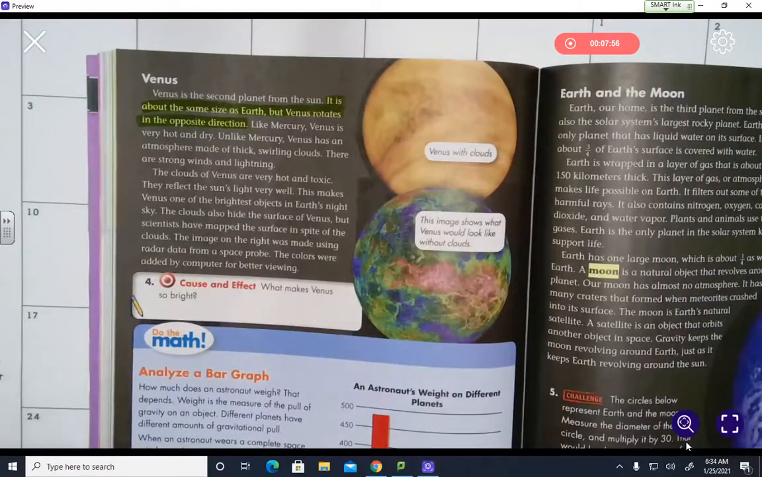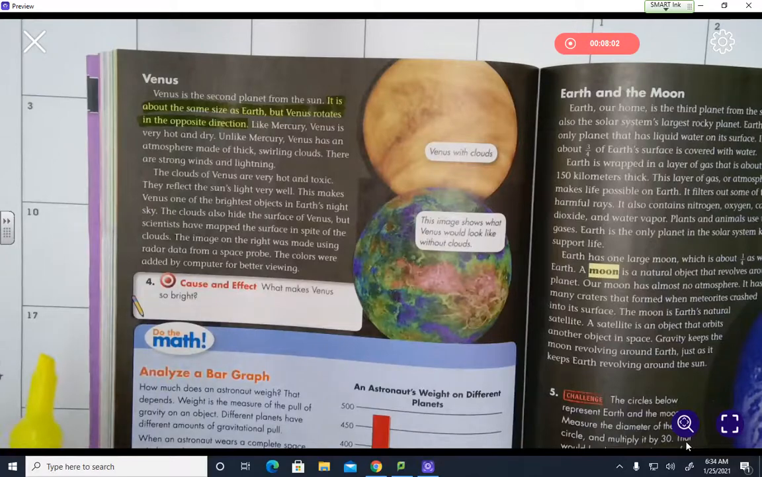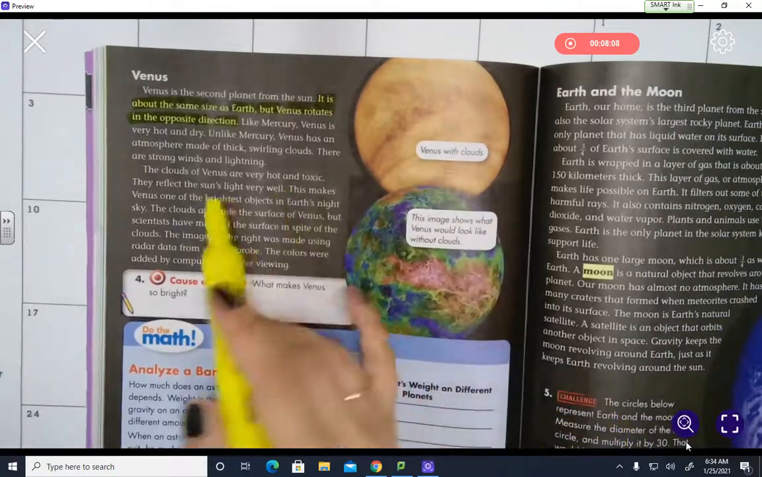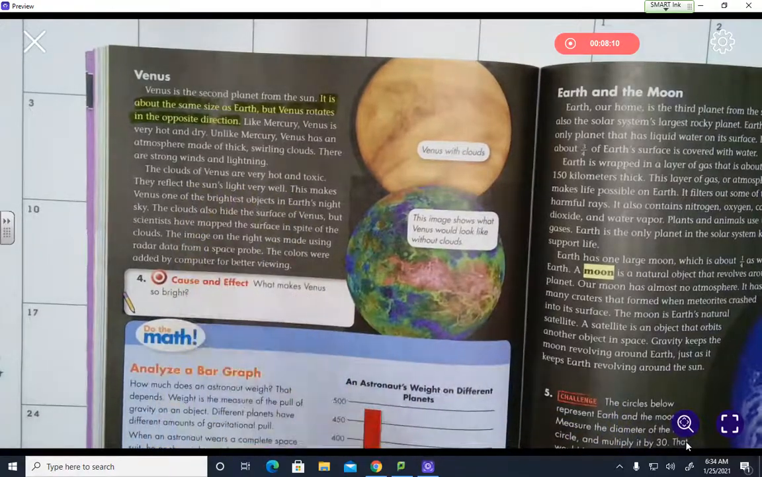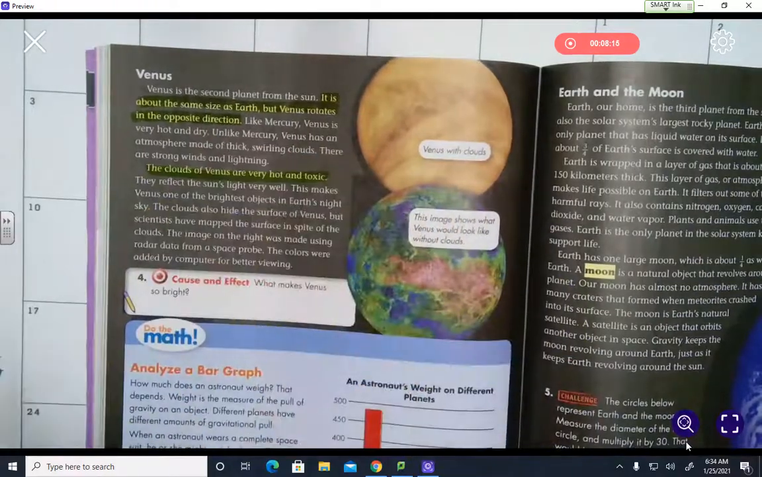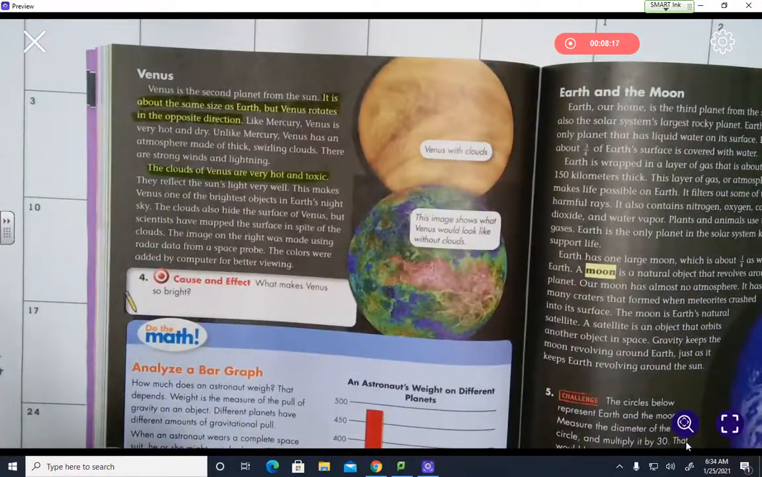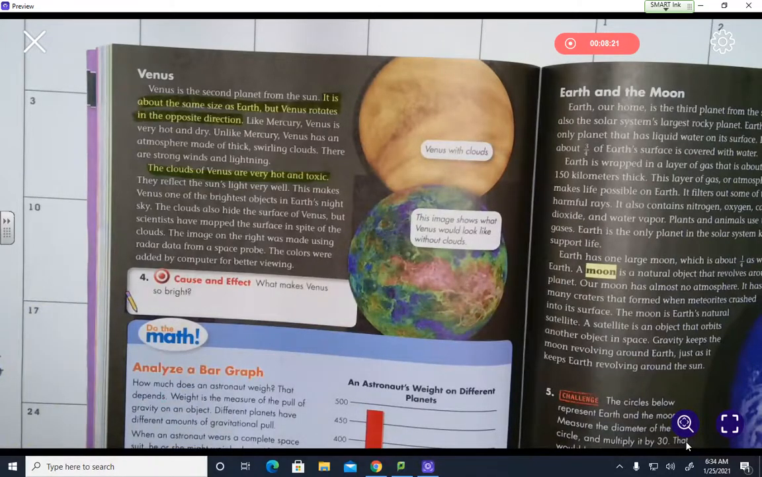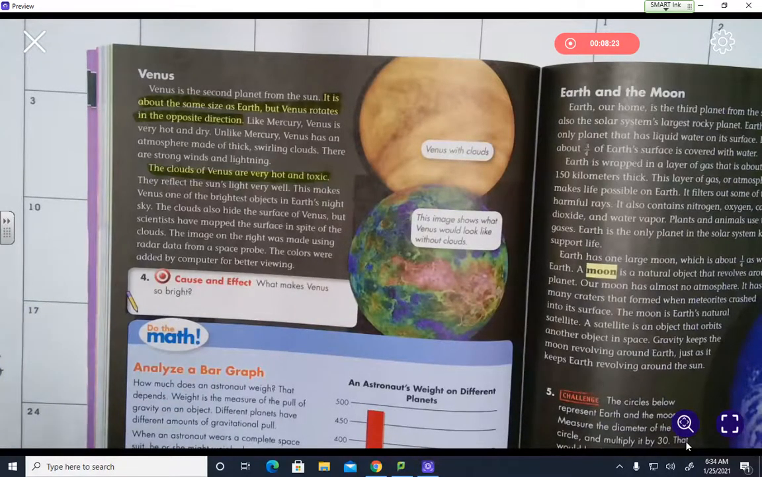Like Mercury, Venus is very hot and dry. Unlike Mercury, Venus has an atmosphere made of thick, swirling clouds. There are strong winds and lightning. The clouds of Venus are very hot and toxic. Highlight that. They reflect the sun's light very well. This makes Venus one of the brightest objects in Earth's night sky.